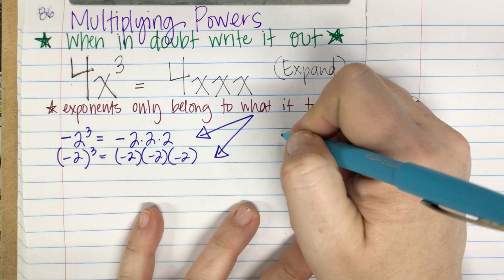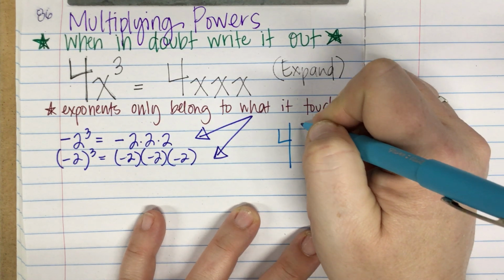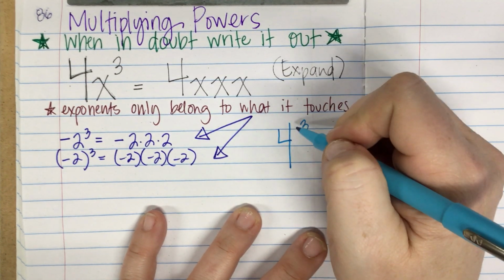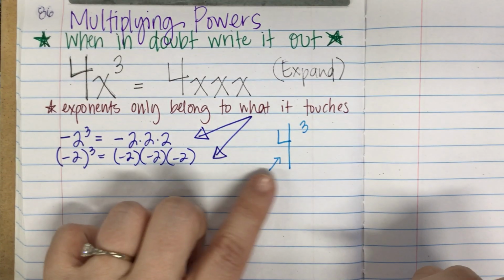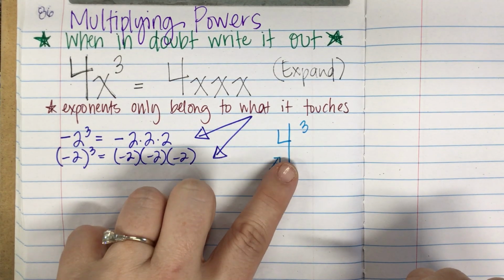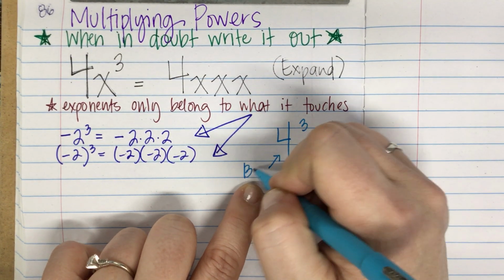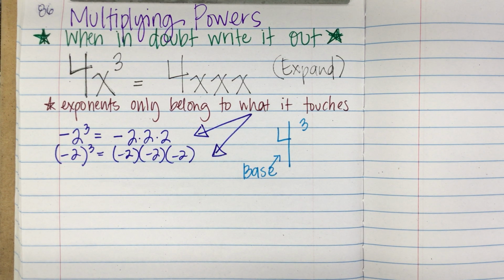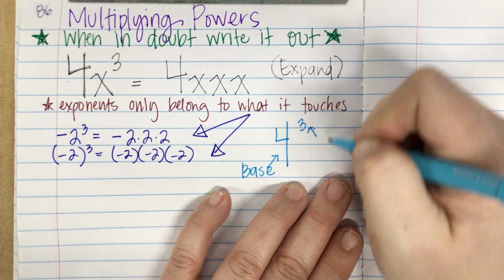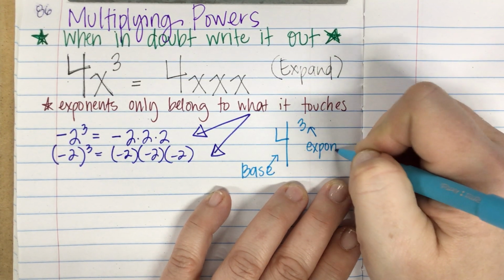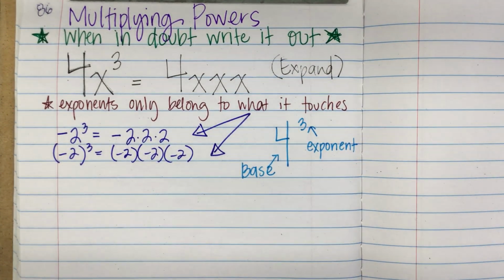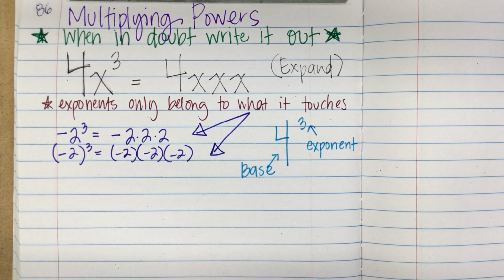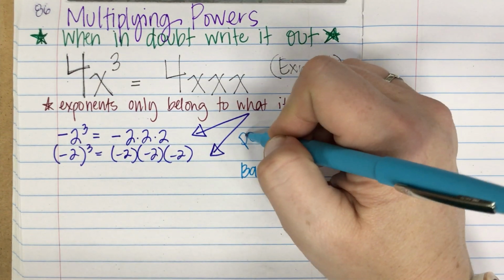Another part that we might want to talk about is just some vocabulary. 4 to the third. The number 4 is called the base. It's what the exponent touches. So identifying the base. The number 3 is called the exponent. And the whole thing is a power.